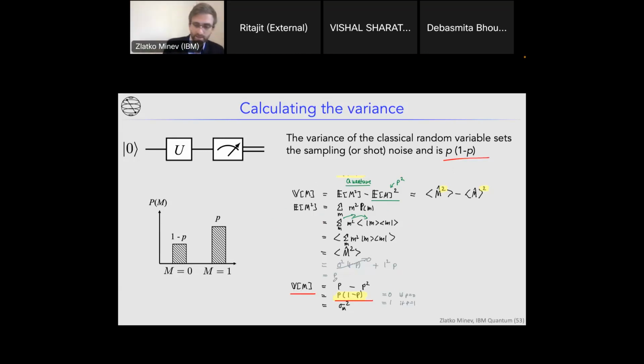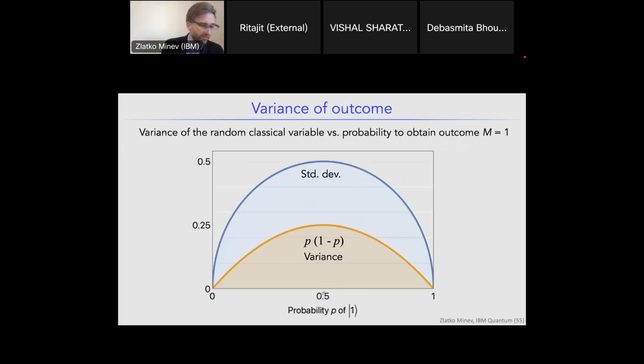In other words, if we look at what the picture version of this looks like, the variance and standard deviation of the variable are 0 when the variable has no randomness. In other words, it's with certainty 0 or with certainty 1. And the variance is maximal exactly at a coin toss probability of 1/2. This is going to be important because it will help determine the sampling complexity needed to estimate some observable as a function of this probability p.